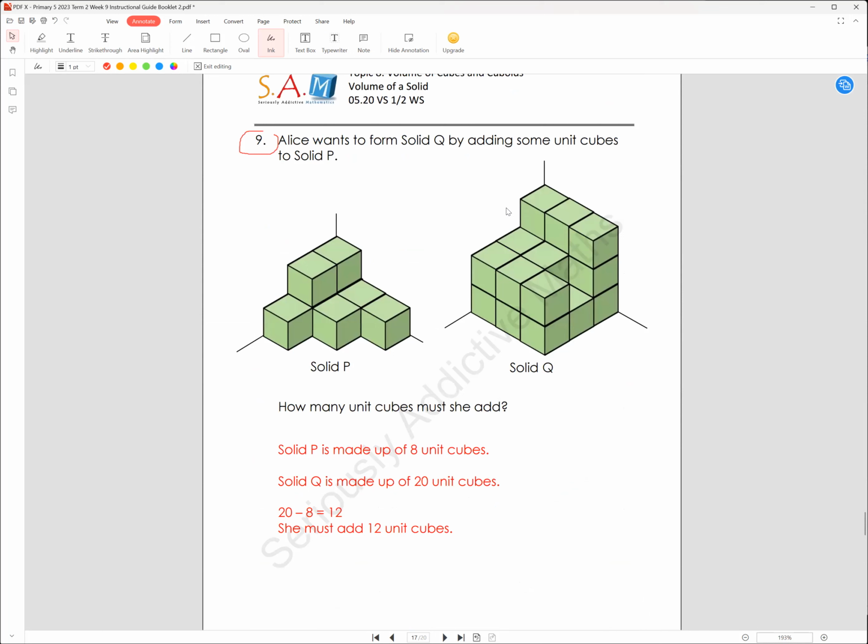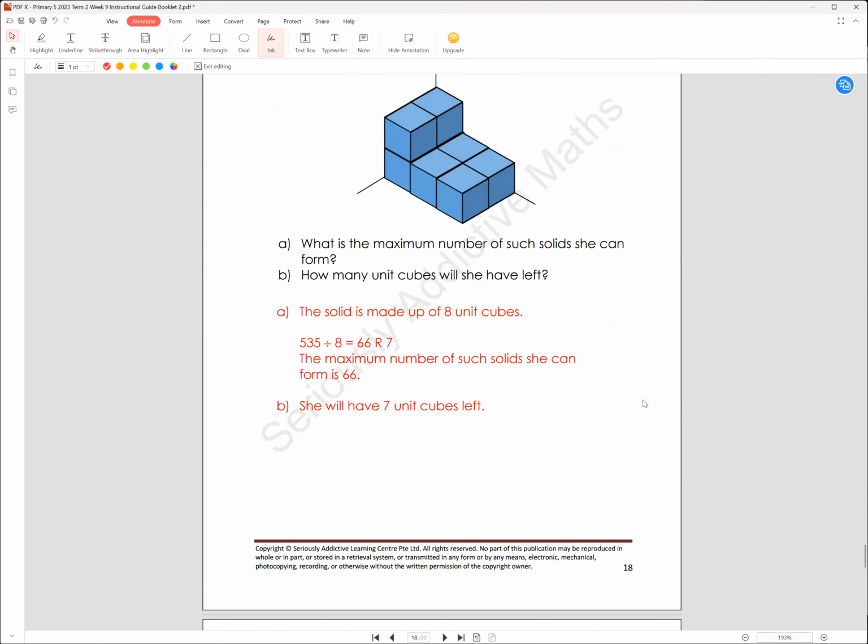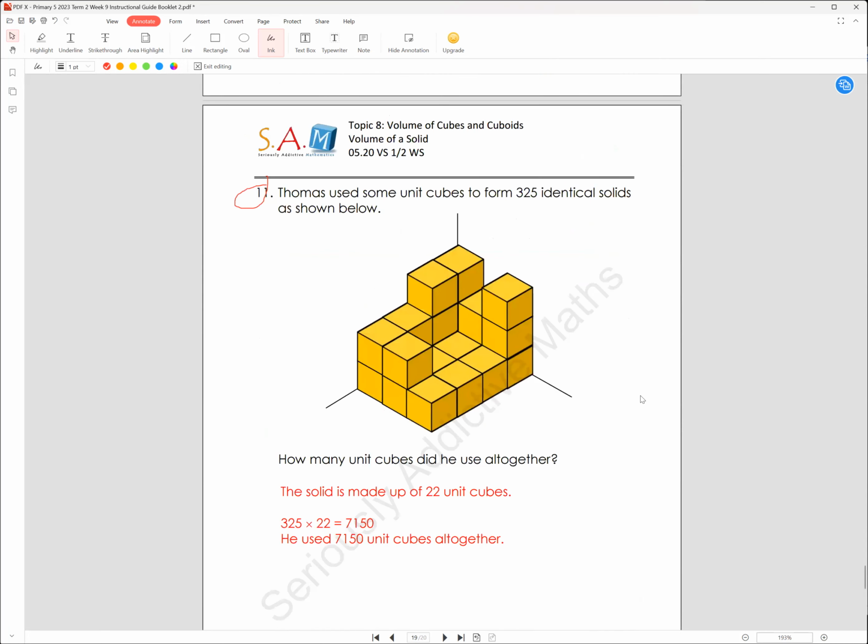Alice wants to form solid Q by adding some unit cubes to solid P. Okay, want to form solid Q, so basically, what do they need to know? They find out the number of cubic units required for solid Q first. So this is 9, and this is 8, right? This is 3, this is 7, that's 3, right? So add them all up, and then same here as well, right? Add them all up, right? Take the total here minus total here, which is 20 minus 8. Okay, they will be able to find the number of units needed to add on. So quite straightforward.